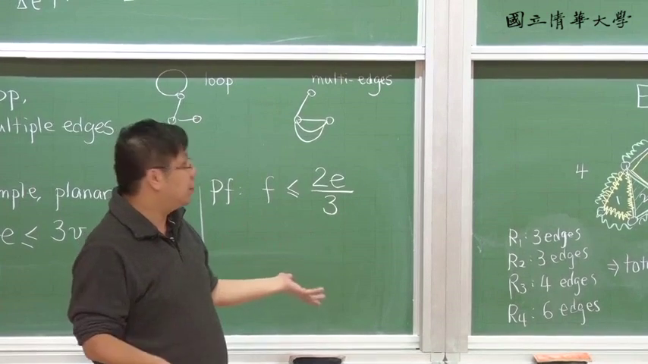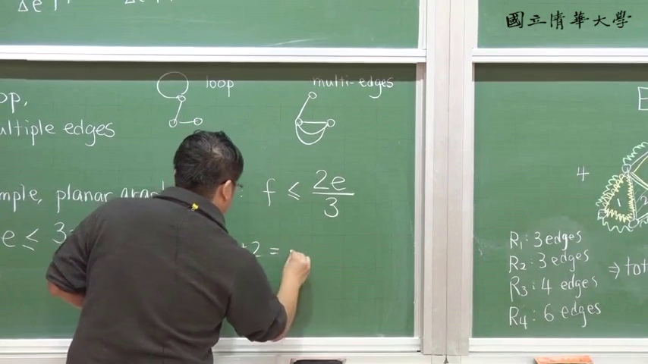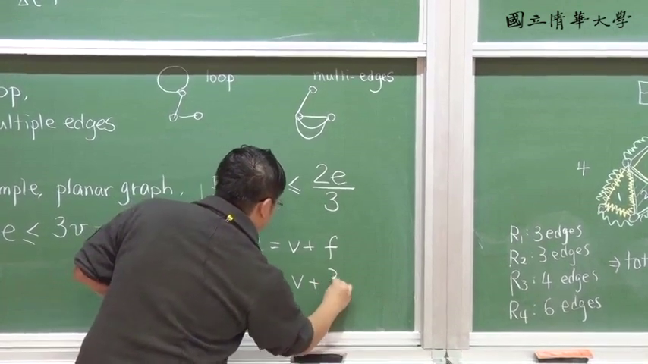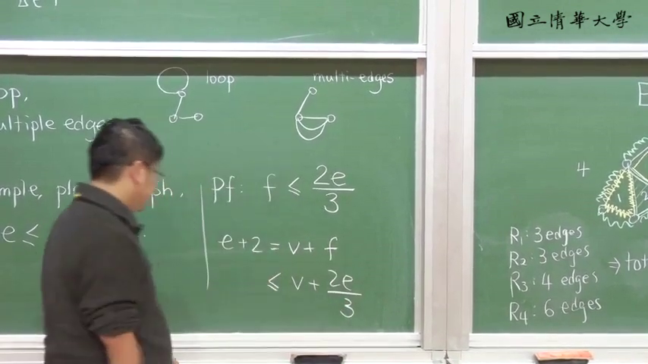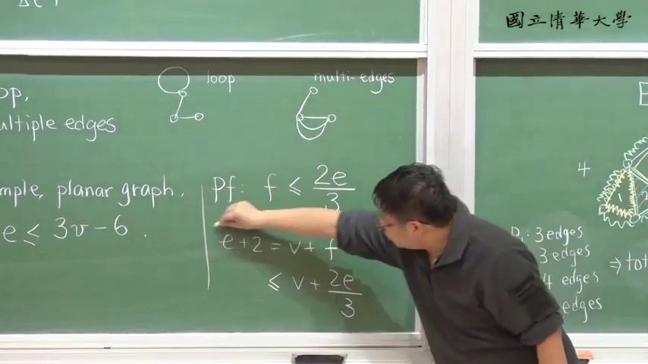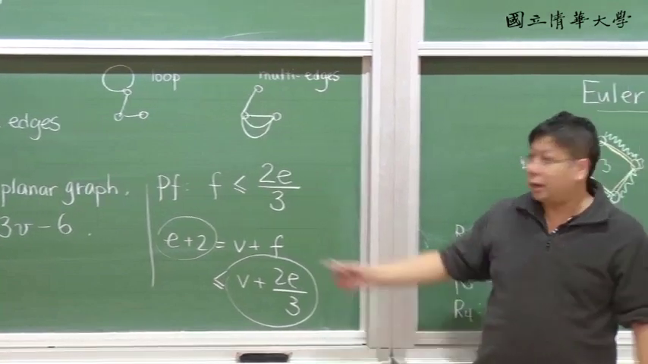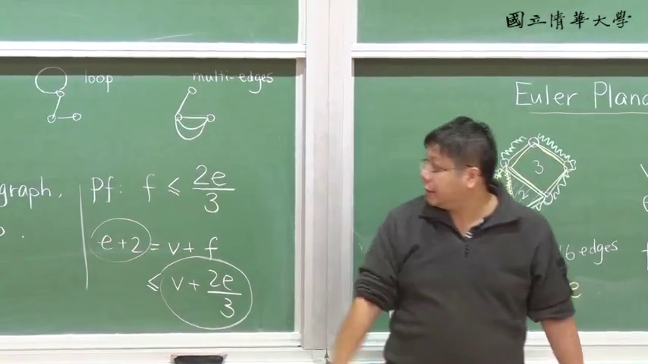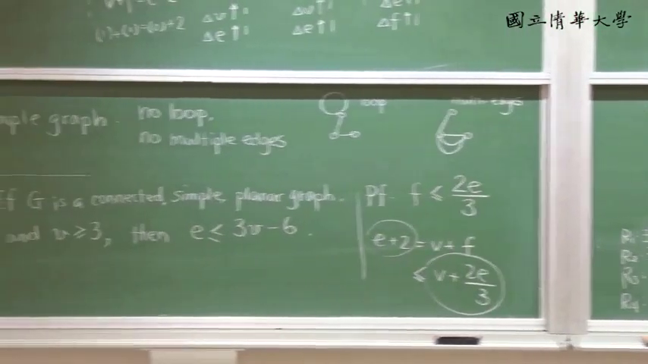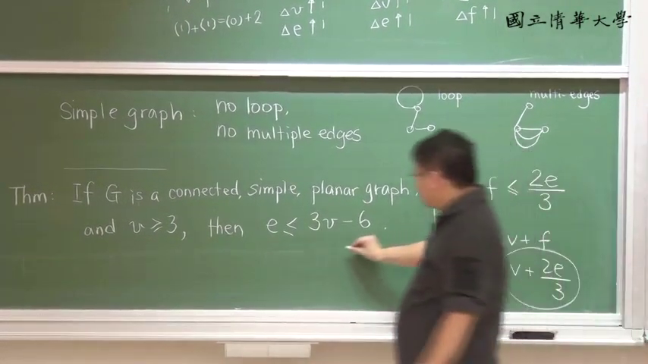Okay? Now if this is the case, then it is easy. So we must have what? e plus 2 is equal to v plus f, and then it is less than or equal to v plus 2e over 3. Now, once you have arrived at this relationship, you have e plus 2 and v plus 2e over 3. The f is gone. And then you can rearrange the terms, and that gets e less than or equal to 3v minus 6. If you are okay with this, could you please raise your hand? Okay, good.